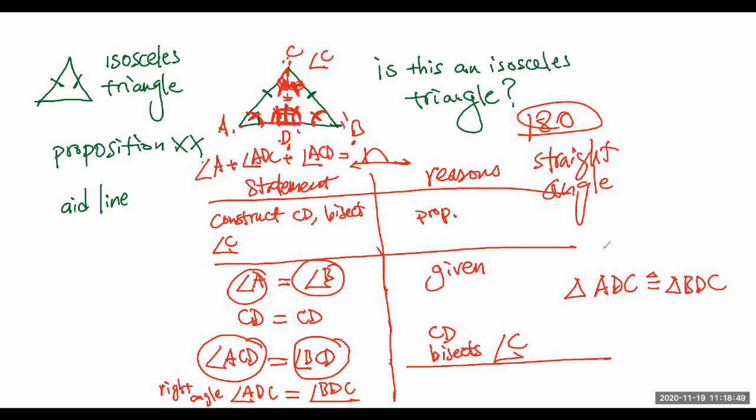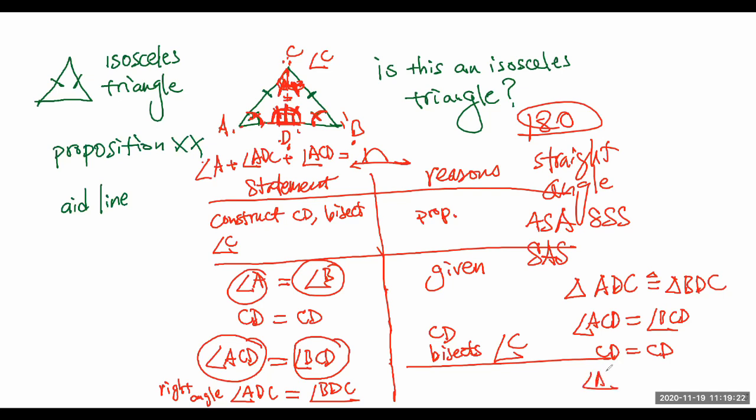Remember when we say congruent triangle, we have angle, side, angle, and we have side, angle, side, and also side, side, side. So in this case, we know angle ACD is congruent to angle BCD. That's angle equivalent. We know CD is congruent to CD by itself. Now we know ADC is congruent to BDC. So therefore, we know this triangle is congruent.